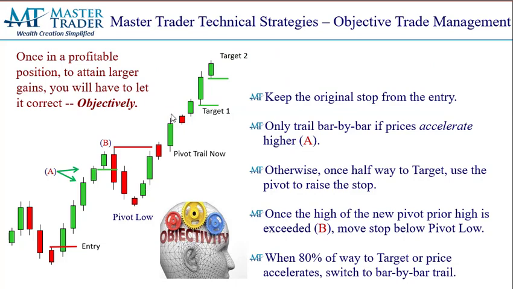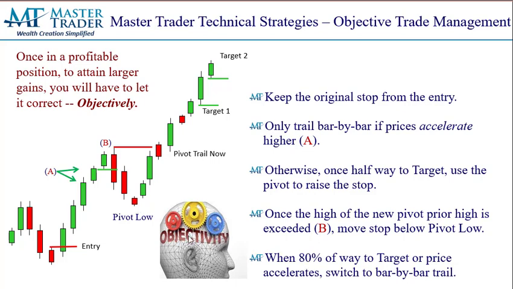Major support once this makes a higher high. So once we're halfway to target, we're going to trail these pivots. Once the high of the new pivot is exceeded, B here, we're going to move the stop to this prior low, because now that's major support in an uptrend.